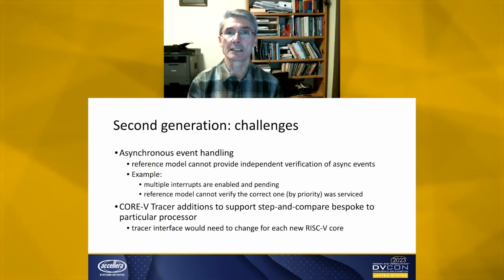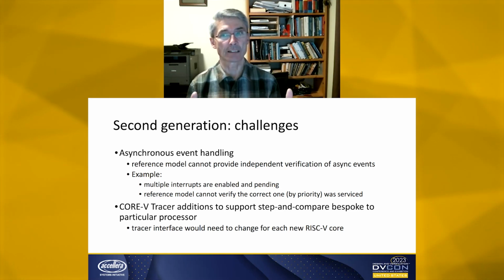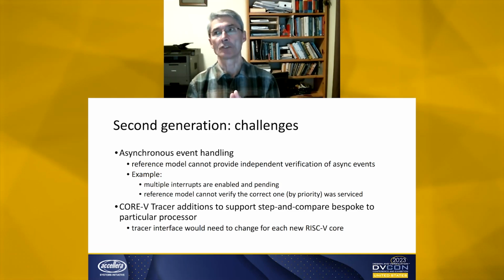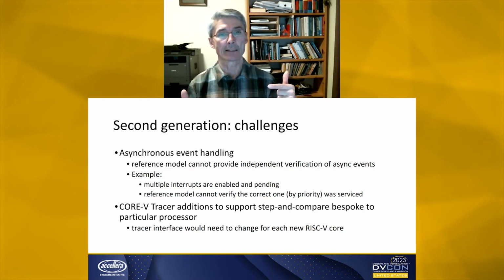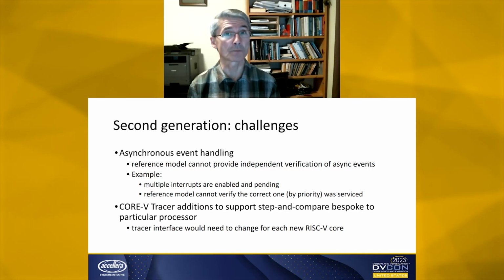So the second generation really improves things quite a lot, but there were a lot of challenges. Asynchronous event handling still was an ongoing challenge. It was very difficult to provide independent verification of async events that happen within an instruction cycle. So for example, you might get multiple interrupts within an instruction cycle, and the reference model cannot determine the timing information of those because they all show up at the same time as far as the reference model is concerned. They show up at different times as far as the RTL is concerned, but the reference model cannot know that.